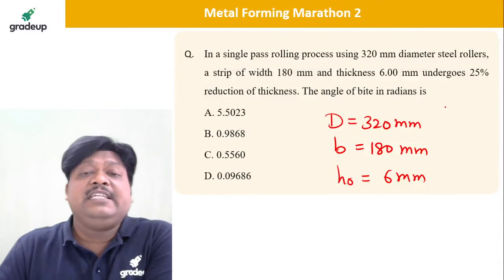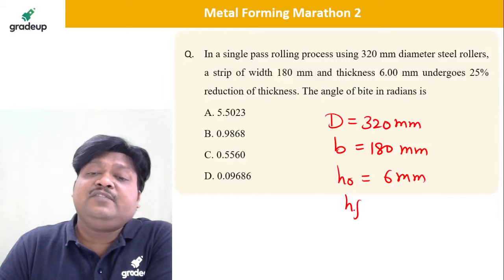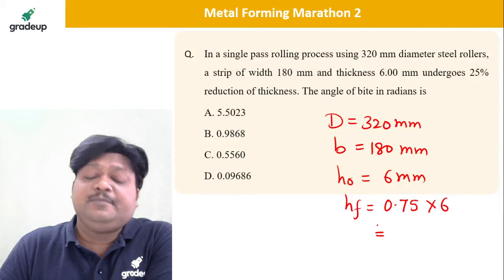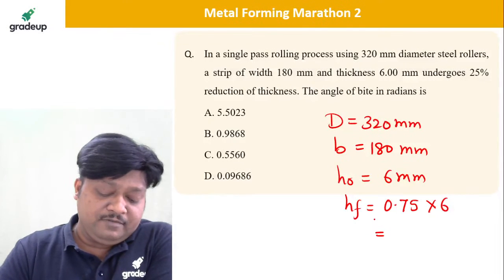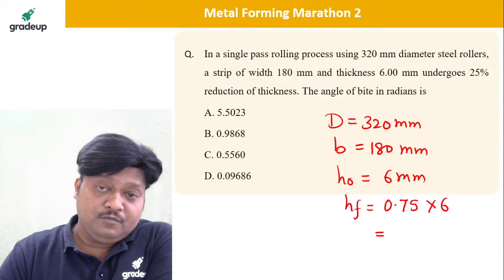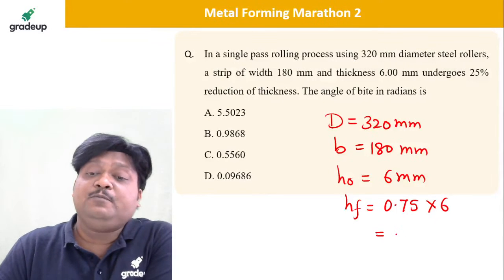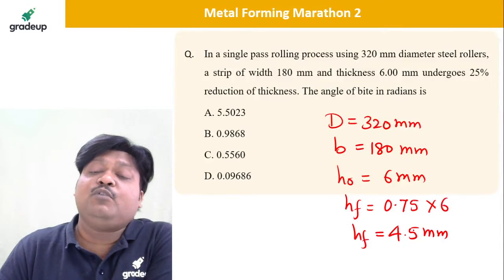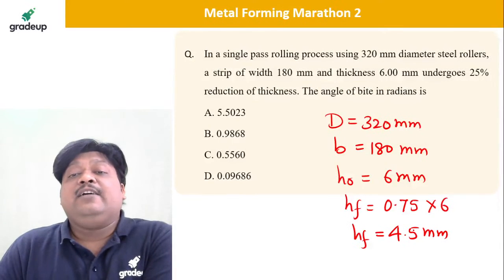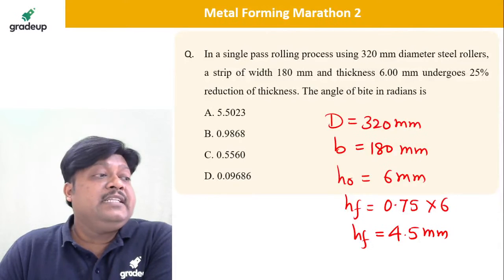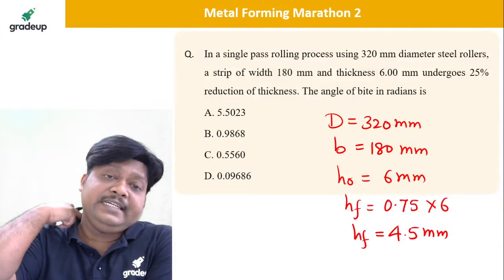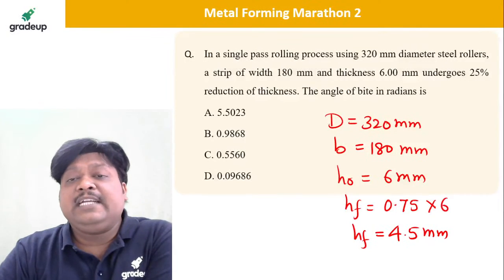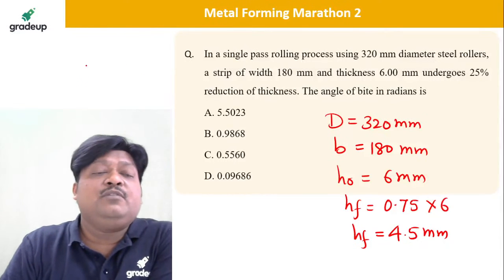It undergoes 25% reduction of the thickness, that is, H final will be 0.75 times 6. How much is it? 4.5 mm, the final thickness. The angle of bite in radian, please tell me the value of the angle of bite in radian, dear students. If you calculate, that is the angle of deformation.